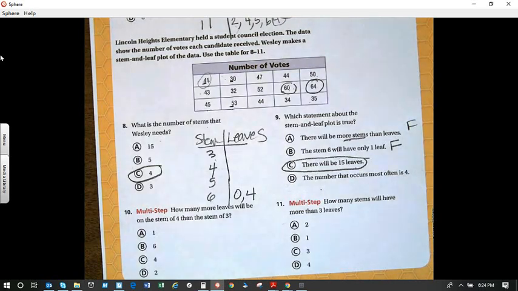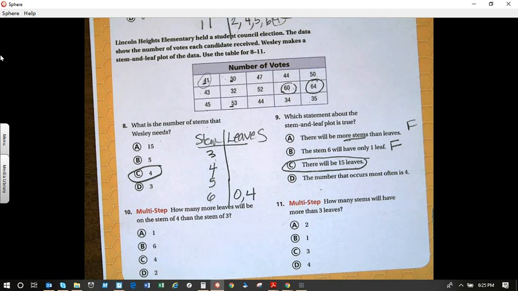Try D. The number that occurs most often is 4. Well, 4 is in the tens place, or in the ones place. The number that occurs most often is 4. So I'm looking here and counting them up. I know that's a false statement. The number that occurs most often is 4, but it's in different stems, and I'm not sure what they were talking about.